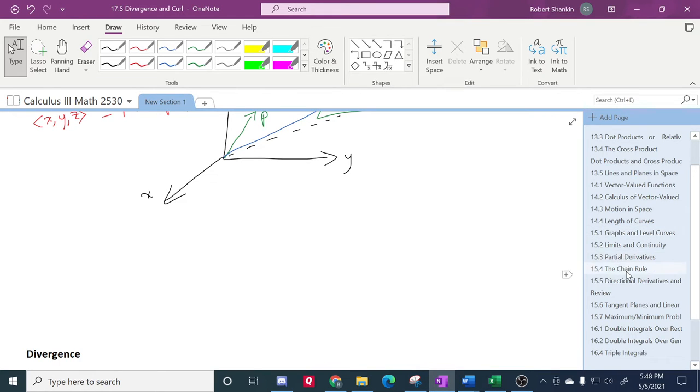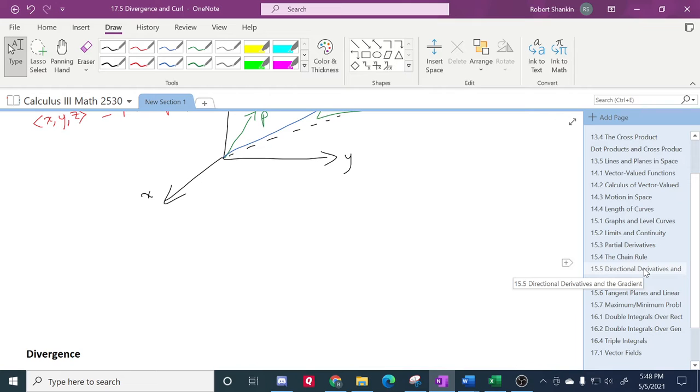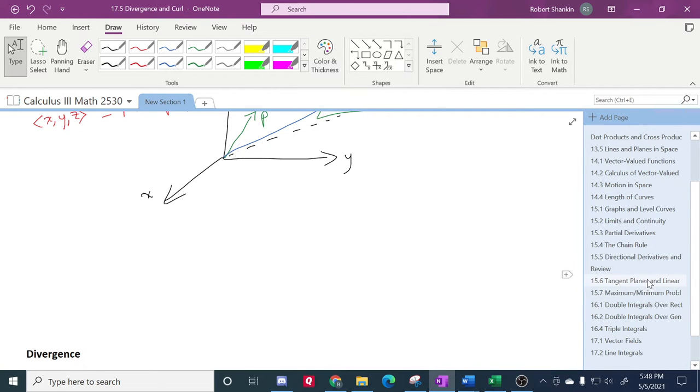And then directional derivatives. We use the gradient to get a shortcut for finding directional derivatives, dot producting the gradient with a unit vector in the direction that we're taking the directional derivative. And tangent planes and linear approximations.